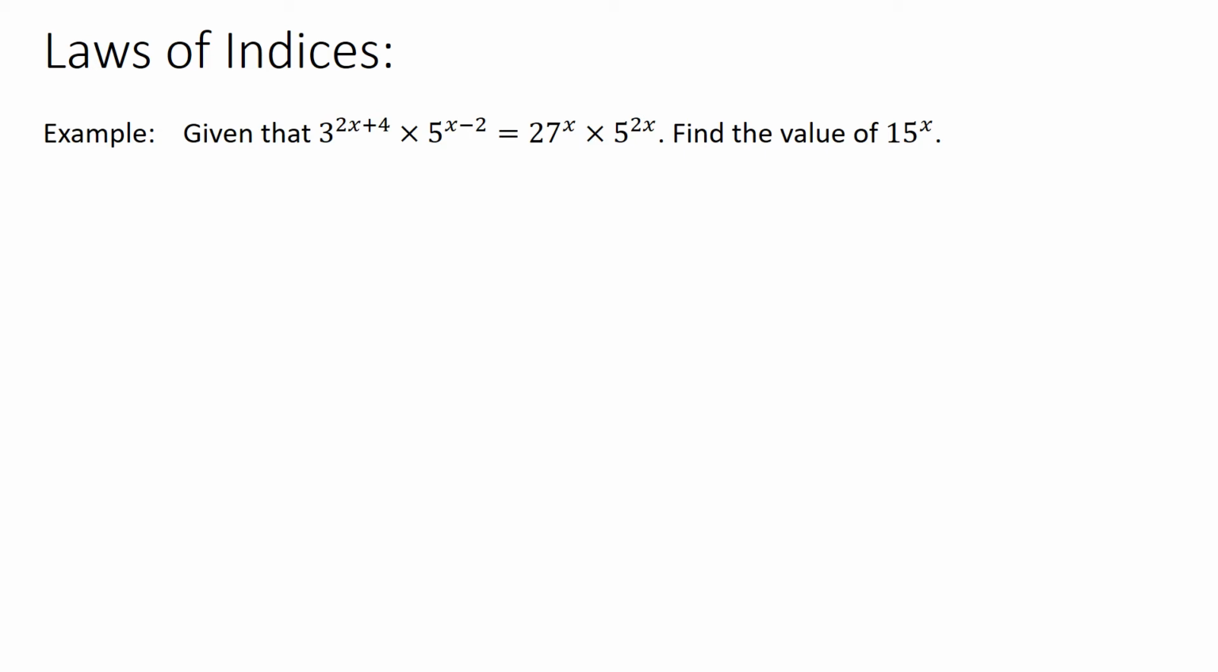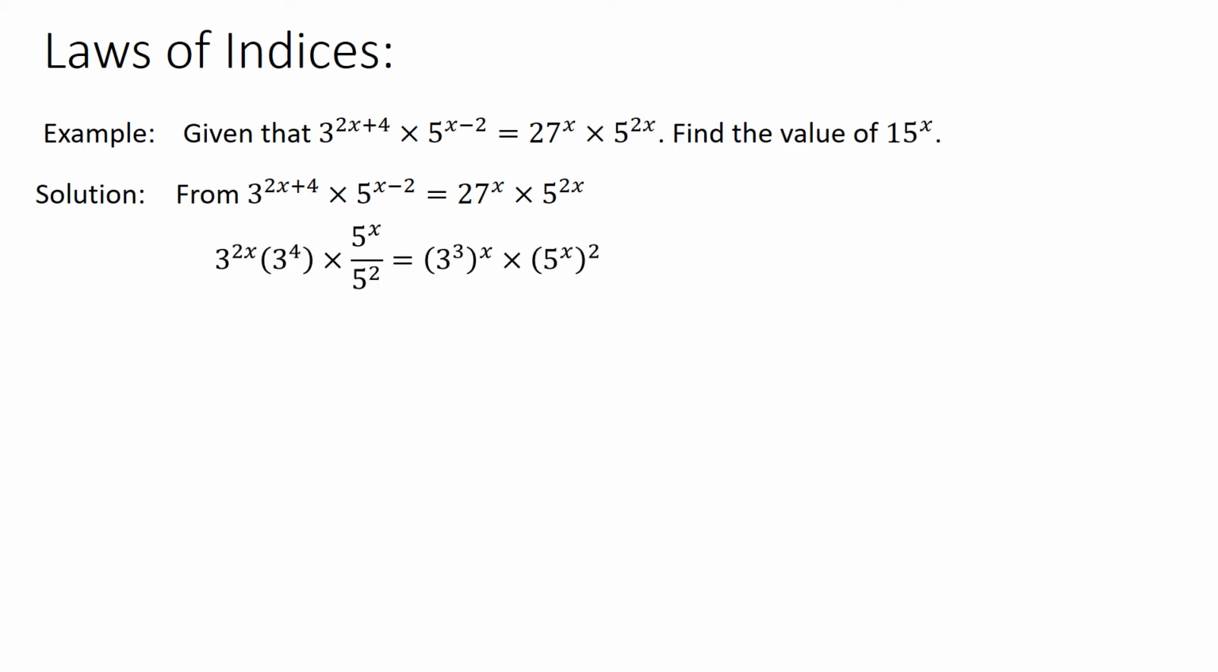Given that 3 to the power of 2x plus 4 times 5 to the power of x minus 2 equals 27 to the power of x times 5 to the power of 2x, find the value of 15 to the power of x. The solution for this example is, from the given equation, we can apply the first and the second law. When the power is plus, we can change it to become multiply. When the power is minus, we can change it to division.